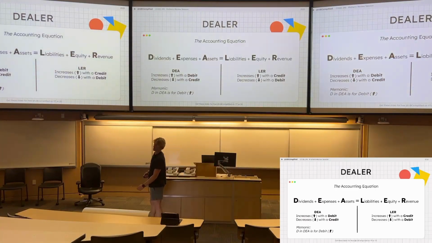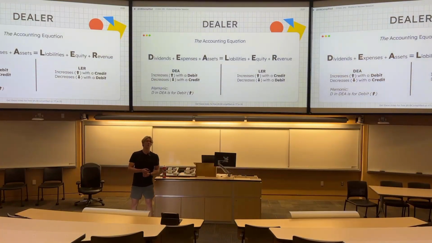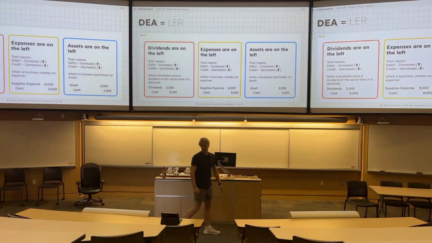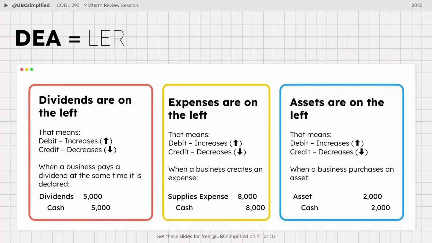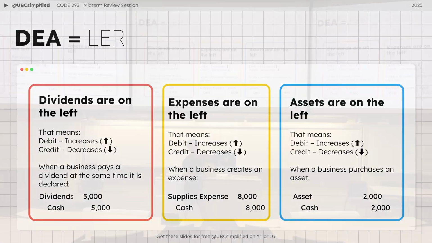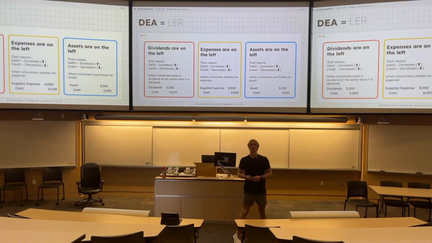And you can remember that for dividends, D for debits. So just a few examples here of how that would look like, increasing these accounts versus decreasing them depending on debits and credits. Again, just keep in mind DEA equals LER and you should be good. And just keep in mind expenses are going to be on the left, so they're going to increase with the debit there.